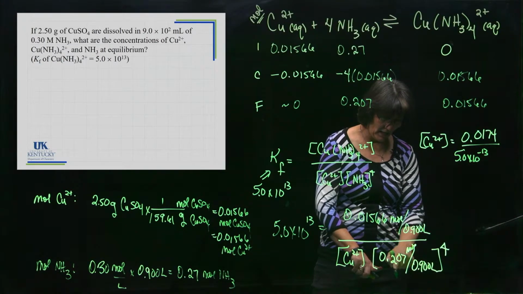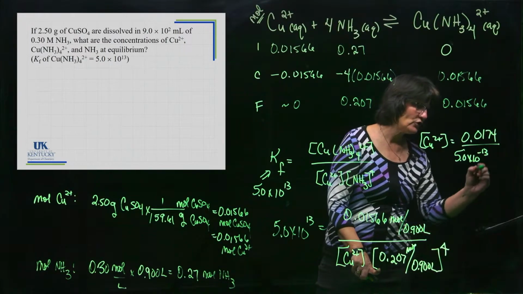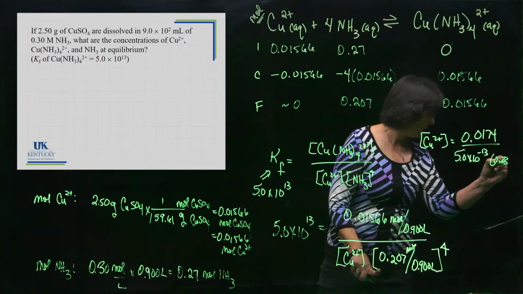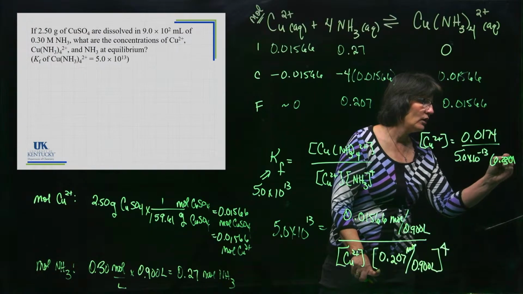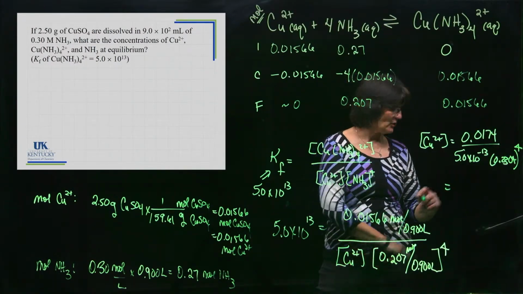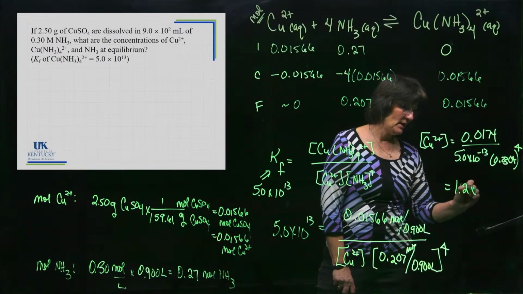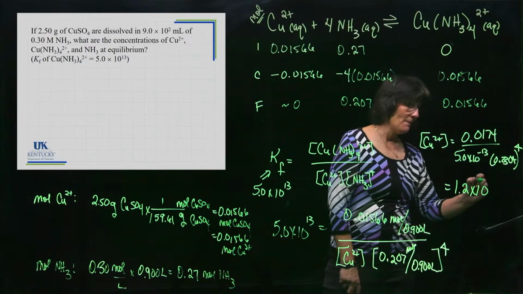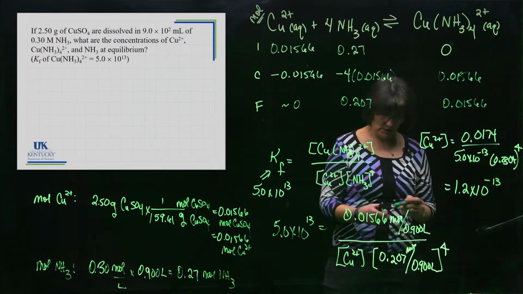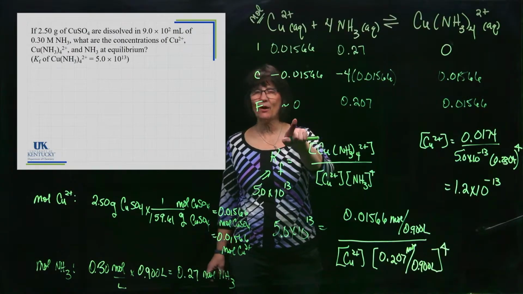And I'm going to divide these and raise it to the 4th power. It's 0.2304 to the 4th power. So the copper concentration is 1.2 times 10 to the minus 13. So I ask you, is it 0? No. Is it essentially 0? Yes.